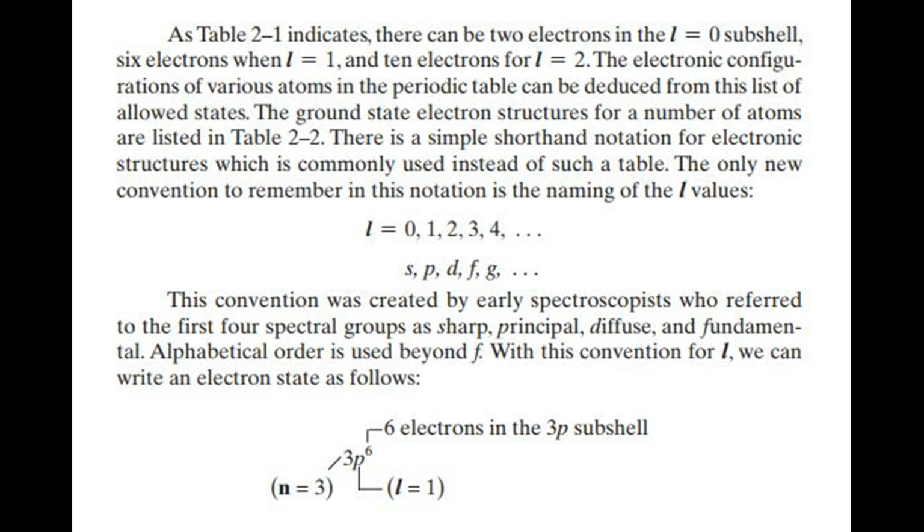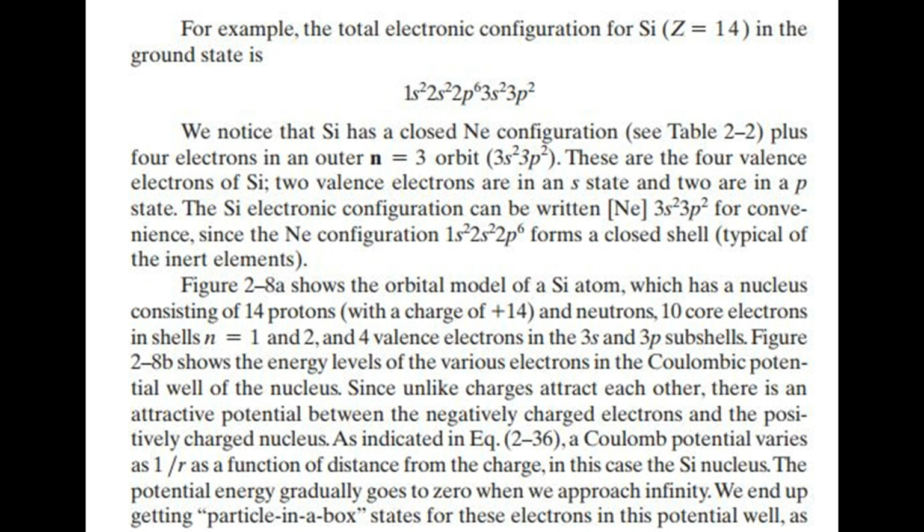The only new convention to remember in this notation is the naming of the l values, l equals 0, 1, 2, 3, 4 as s, p, d, f, g. This convention was created by early spectroscopists who referred to the first four spectral groups as sharp, principal, diffuse, and fundamental. Alphabetical order is used beyond f. With this convention for l, we can write an electron state as follows: 6 electrons in the 3p subshell is 3p6, n equals 3, l equals 1.